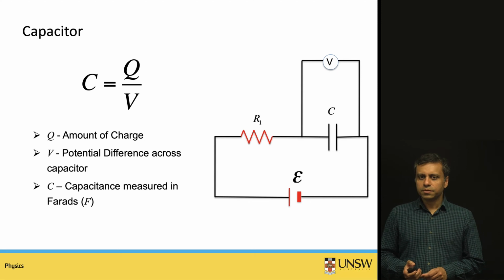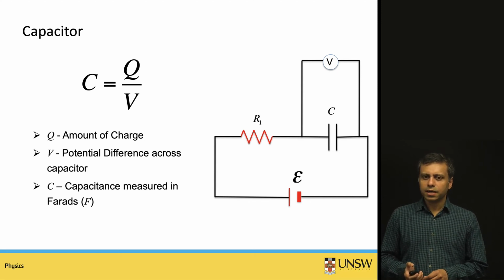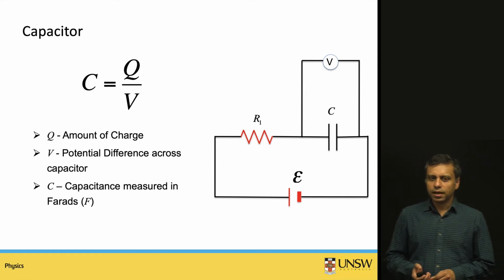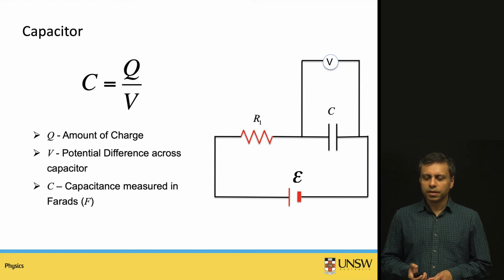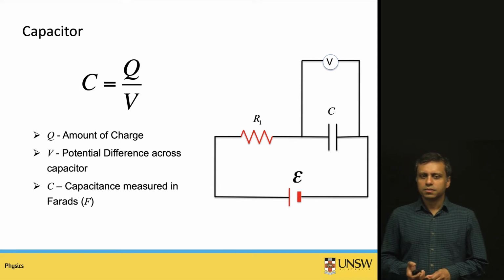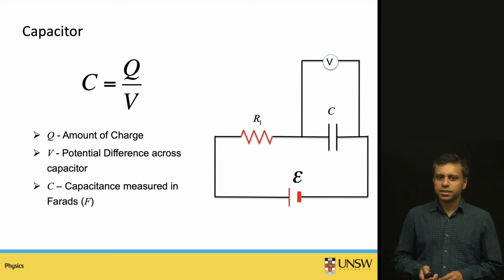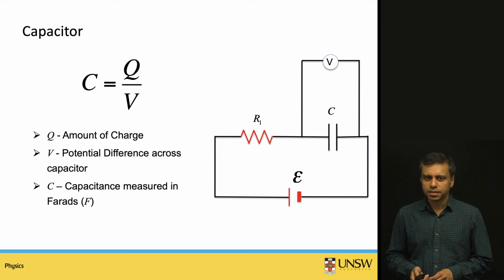We define a capacitance, which is basically the ability to store charge, as Q over V. Q is the charge in the circuit and V is the potential drop across the capacitor. So capacitance is defined as the ratio of Q over V. Over here you see a circuit diagram with a resistor and capacitor in series and a voltmeter used to measure the voltage drop across the capacitance.